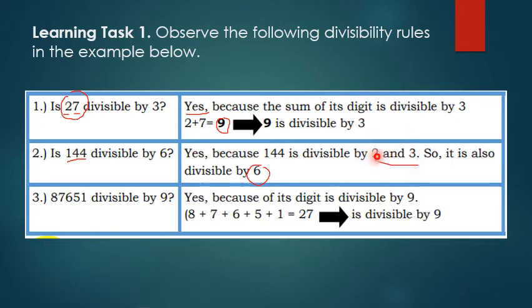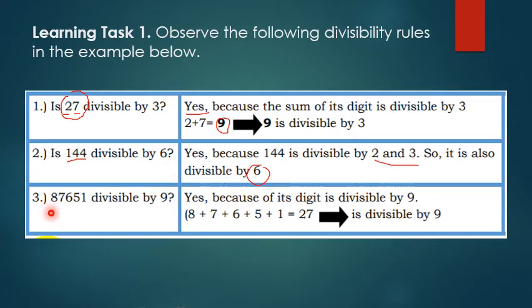Ano po ba yung rule sa 2 kung naaalala kanina? Pag 2, nagtatapos sa 0, 2, 4, 6, 8. Ang 144 ba ay nagtatapos sa 0, 2, 4, 6, or 8? Yes, kasi nagtatapos siya sa 4. And divisible ba siya sa 3? Kung naalala kanina, pag divisible sa 3, ipagpa-plus lahat ng digits. Ano ba mga digits nito? 1, 4, and 4. 1 plus 4 is 5, plus 4 is 9. Since ang 9 ay nasa skip counting by 3, divisible din siya sa 3. So, kung divisible siya sa 2, divisible din siya sa 3, ibig sabihin siya ay divisible din sa 6.